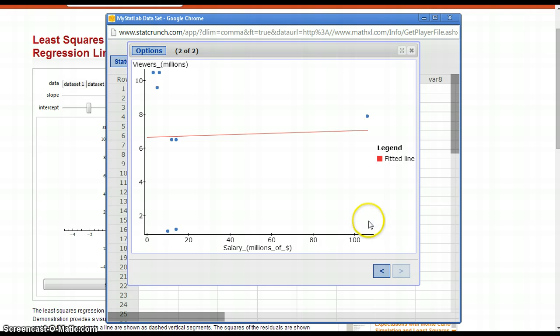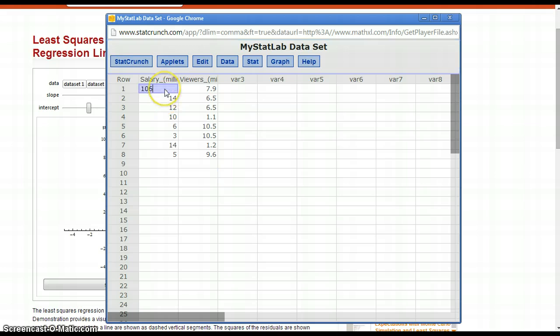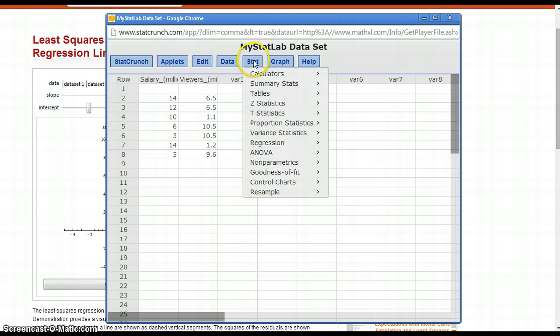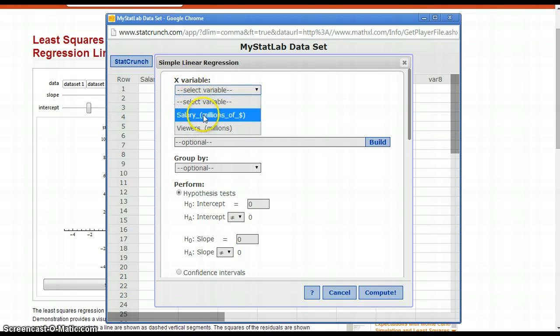So what would happen if I actually removed that one? I'm actually going to try that, and I'm going to go ahead and delete this first data point. Maybe it got mistyped. Maybe it's something that isn't going to help me make a good prediction of this. So I'm going to just redo it again, regression, simple linear. Again, salaries, viewers, and compute.